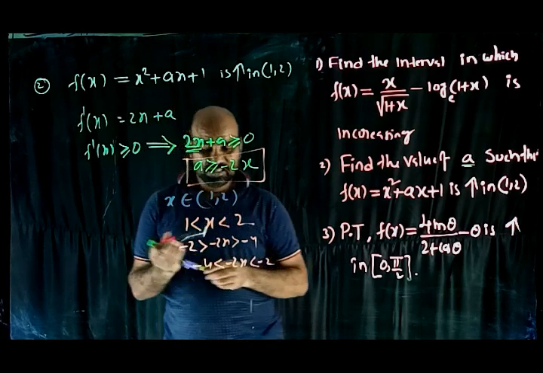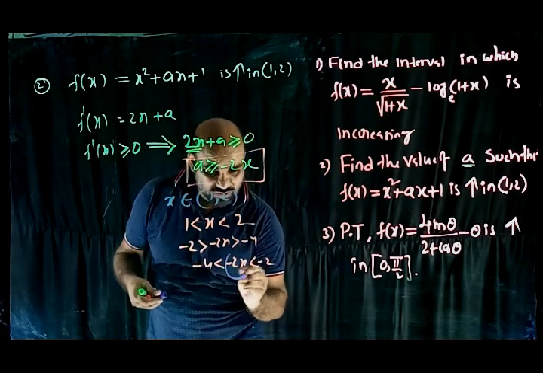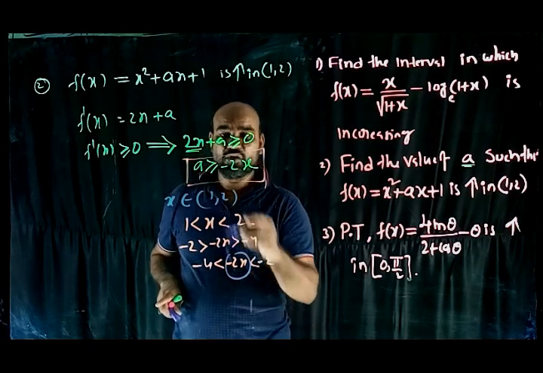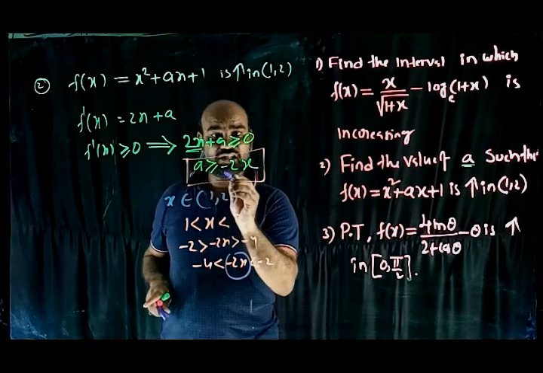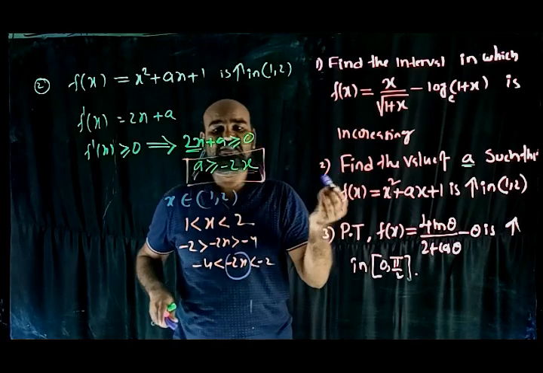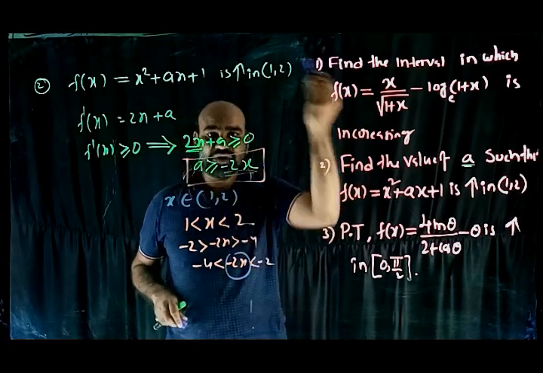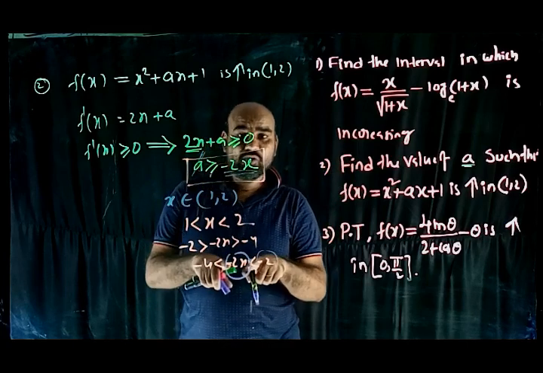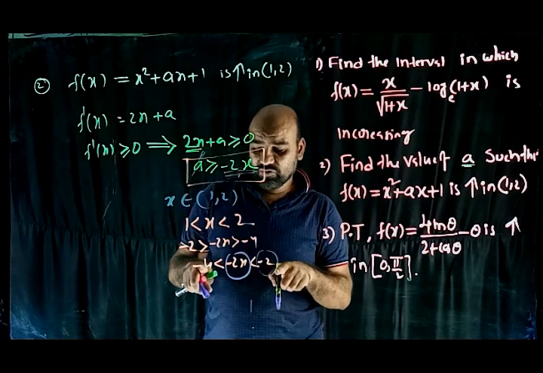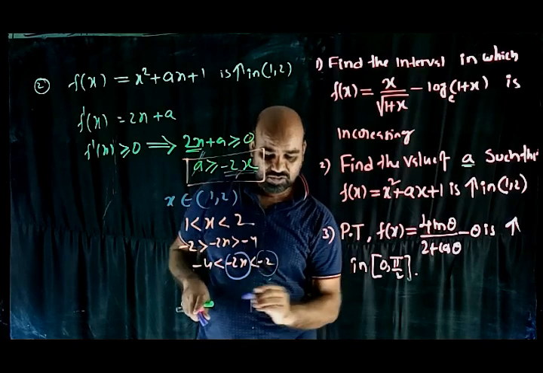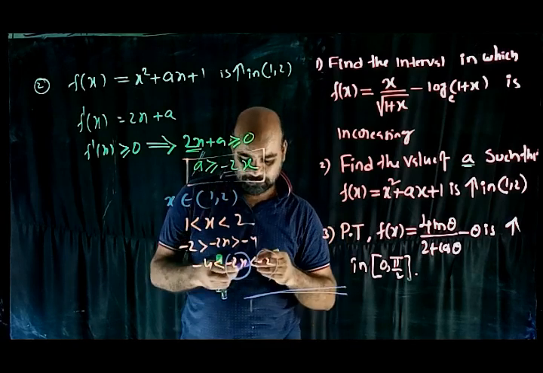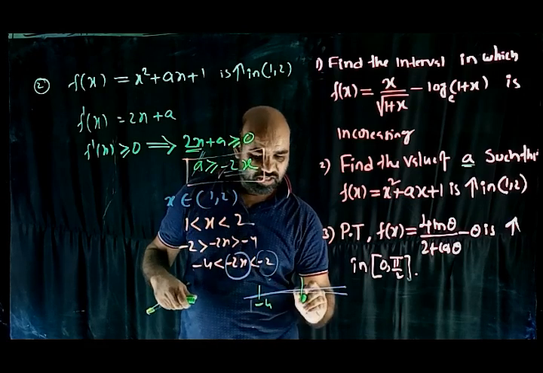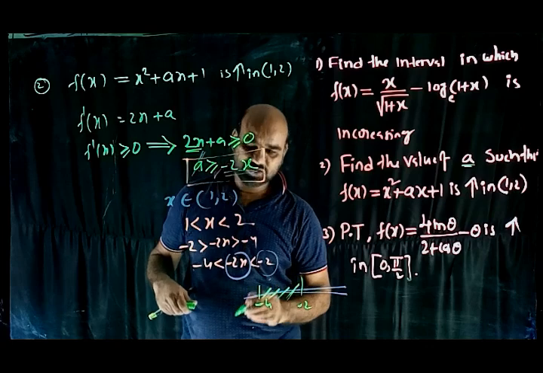What is the meaning of this? The value of minus 2x lies between minus 4 and minus 2. But our a value should be greater than minus 2x. The value of a is greater than minus 2x, which is indirectly greater than minus 2, because the minus 2x value lies between minus 4 and minus 2. Here, say number line: minus 4 to minus 2. These are the values of minus 2x.